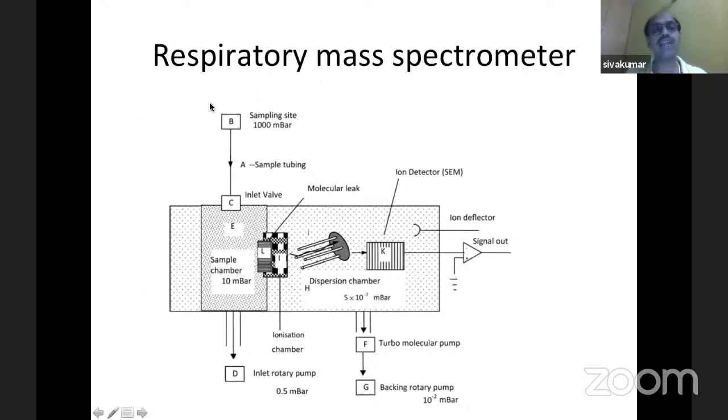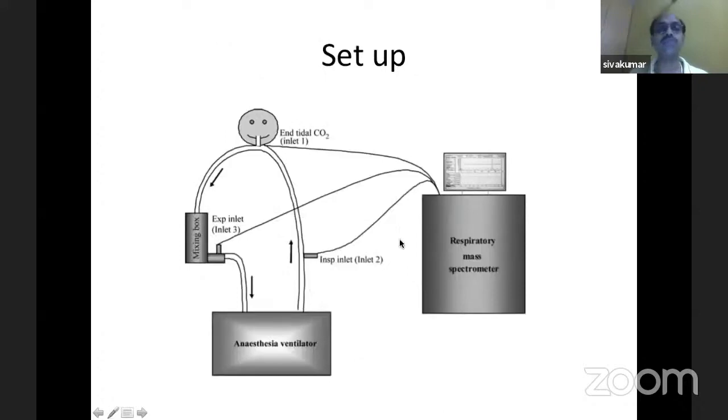So how is it done? The sample is taken from the ventilator and it goes down into the respiratory mass spectrometer, which actually is something like a vacuum tube. It keeps on suctioning out, so the entire air is sucked in. A small amount of that expired air goes into a different chamber, which is called a dispersion chamber, which splits out each and every molecule of oxygen, carbon dioxide, everything, and tells exactly what is the amount of oxygen that is consumed.